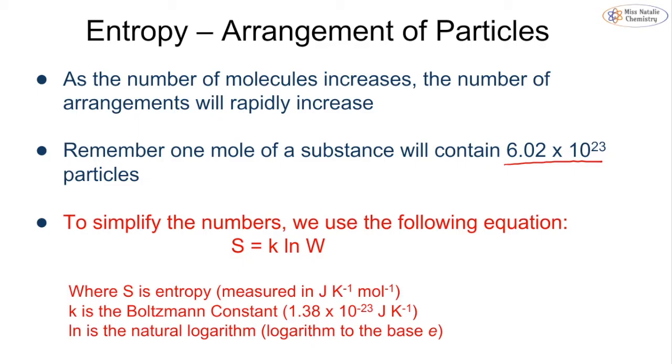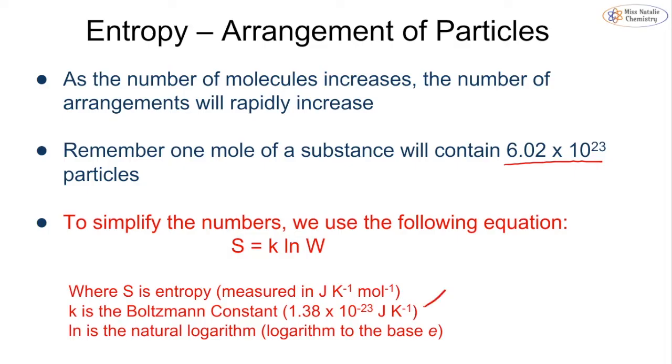Now, to simplify the numbers, we can use this equation where S is entropy, we have K and the natural log of W, where W is your number of arrangements. Now, you're not going to be asked to use this equation or to remember it, but it would help us see the number of different ways or the spreading out of the molecules, how it's related to an increase in entropy. Now, this K is known as the Boltzmann constant, which is 1.38 times 10 to the minus 23.